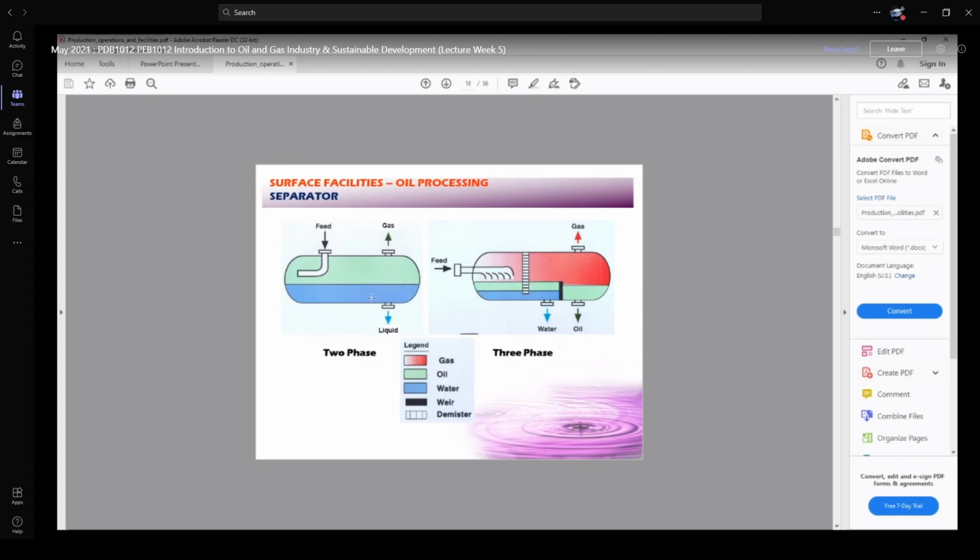If we have water as well in our production stream, we have to feed in all three here. First, the gas is going to be separated out from here. Then the liquid oil and water will go to this chamber, where the oil is going to separate out from this exit, and the water from this exit. So this is the three-phase separator.